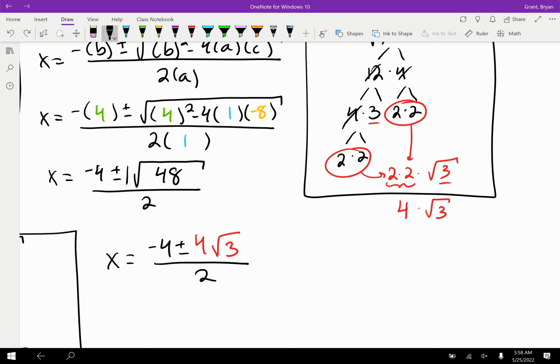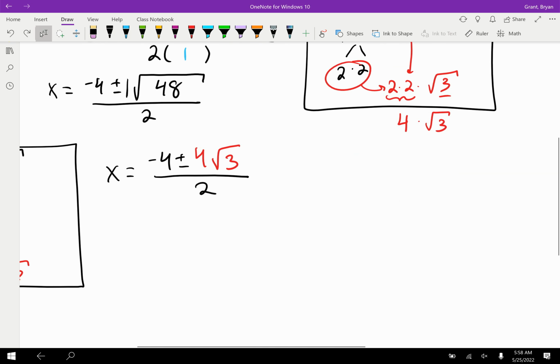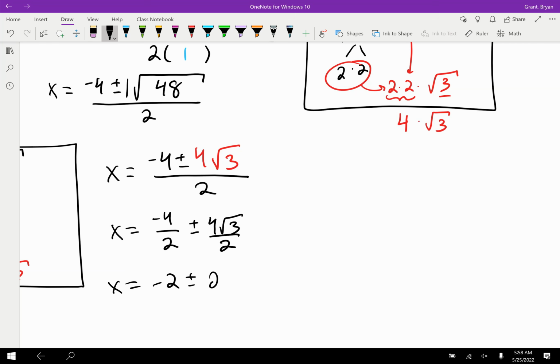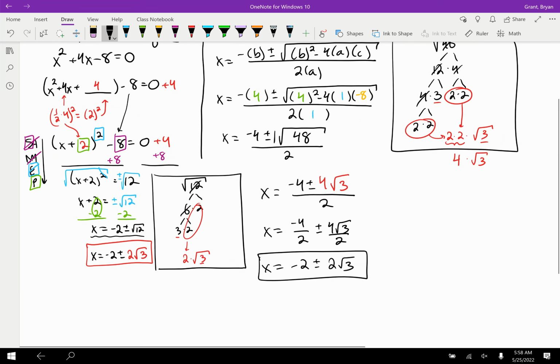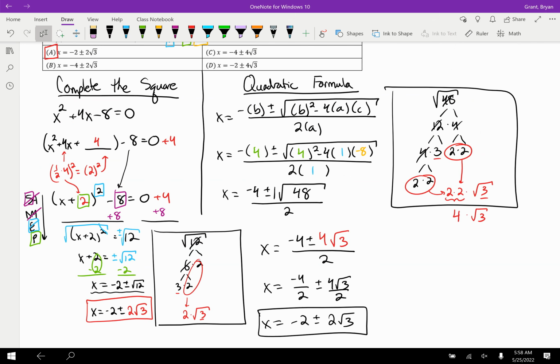All right, but we're not quite there yet. What we need to do now is we need to distribute the division. So negative 4 divided by 2 plus minus 4 square roots of 3 divided by 2. And so we end up with negative 2 plus minus 2 square roots of 3. Ta-da! I think that matches the same answer we got over here. It does, and probably the same number of steps.